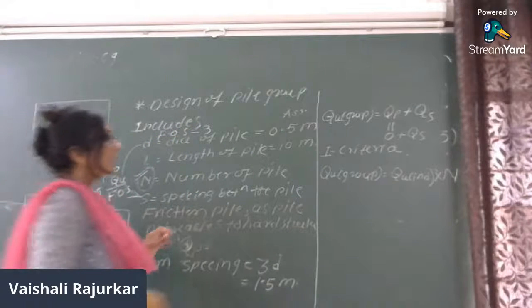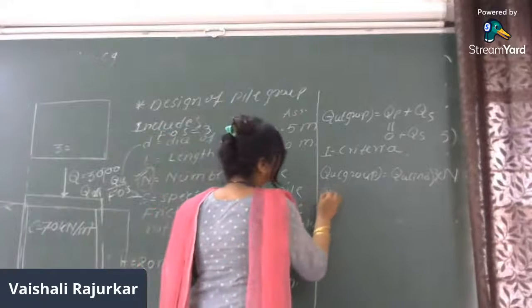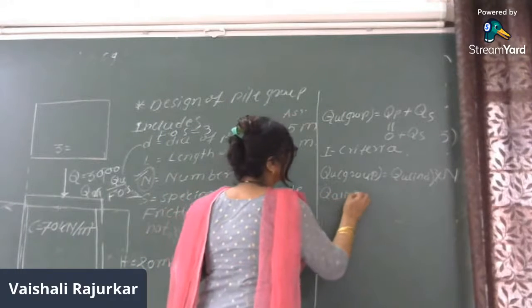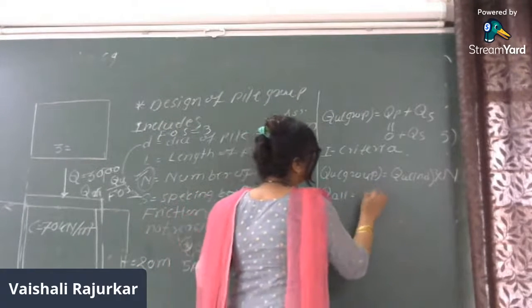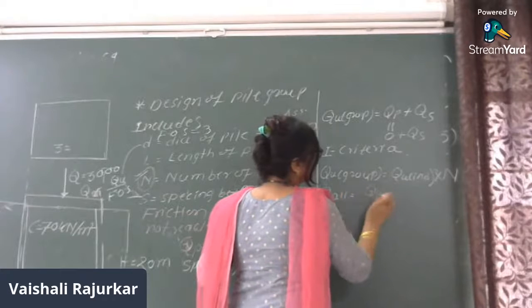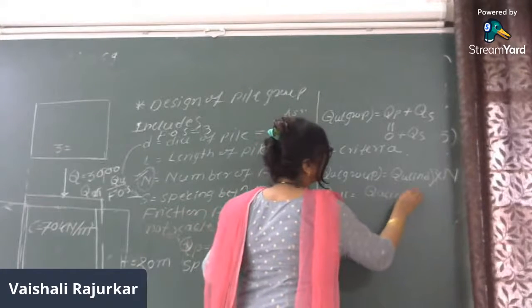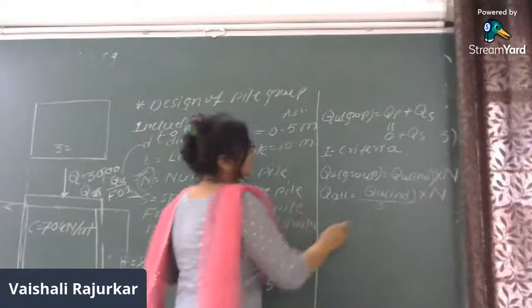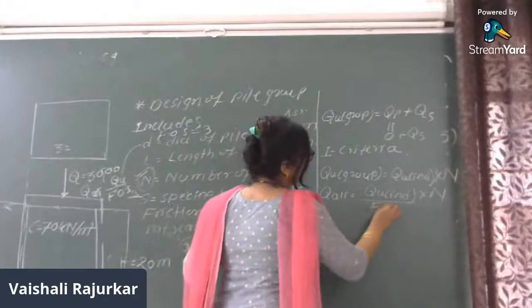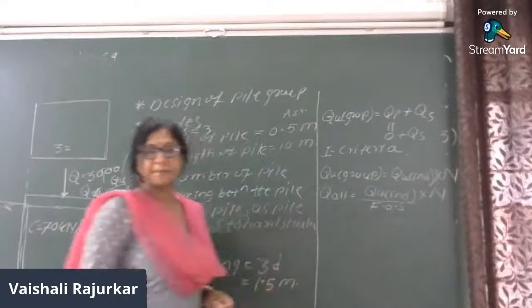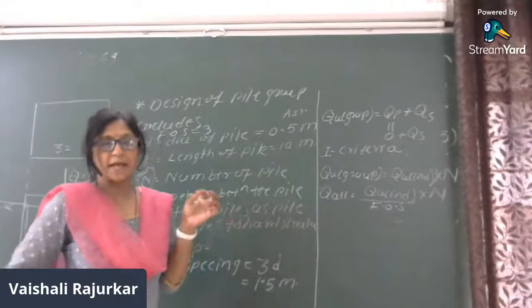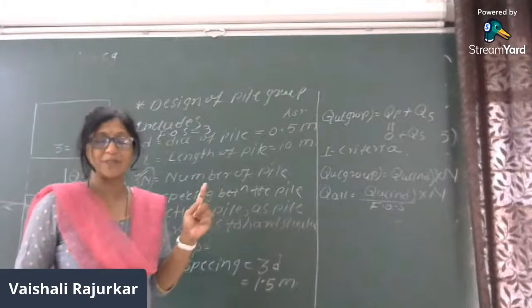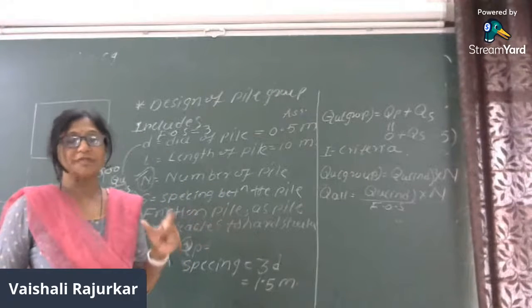So here we will just consider this is Q allowable, which is equal to Q ultimate for individual multiplied by number of piles. So here we will consider this factor of safety. And for which factor is this factor of safety applicable? The factor of safety is applicable for the cohesion component, because that is the only component of the shear strength.